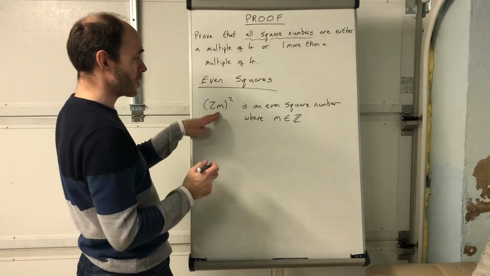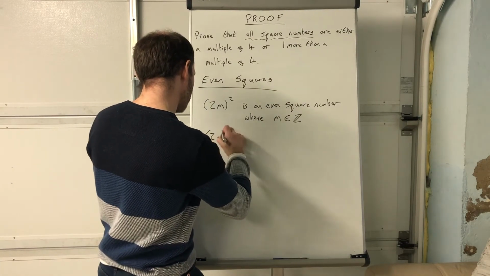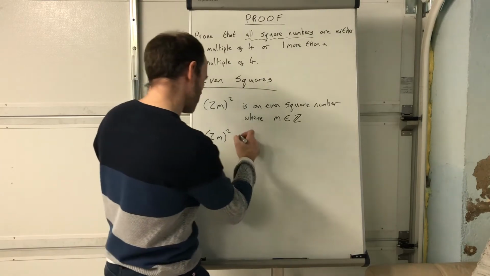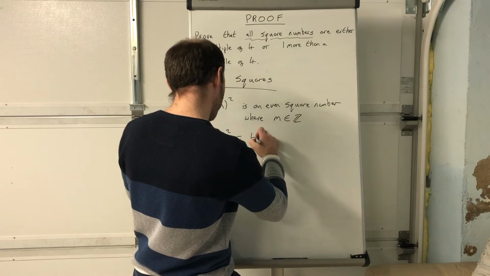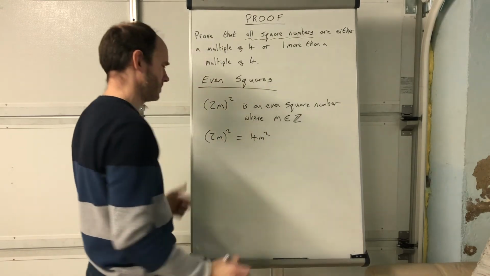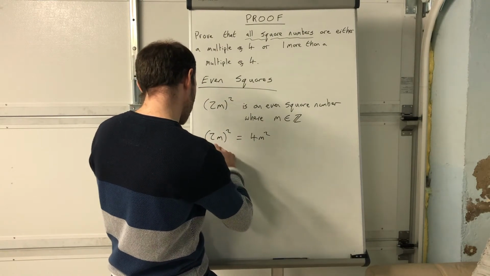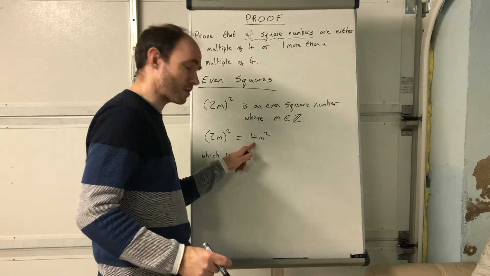Now what we're going to do is prove that this one is a multiple of 4. So we look at 2m squared. I'm going to say it's working space here because I've got to do the odd numbers as well. 2m squared is going to be equal to 4m squared. Simple as that, expanding brackets. And then you can say which is clearly, I sometimes write clearly, because when it's 4 times something it is clearly.